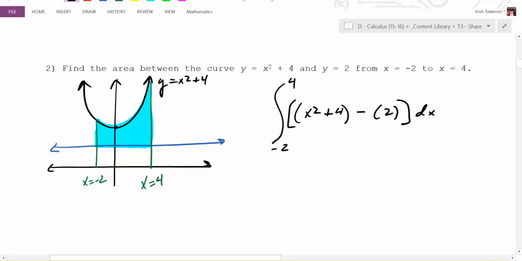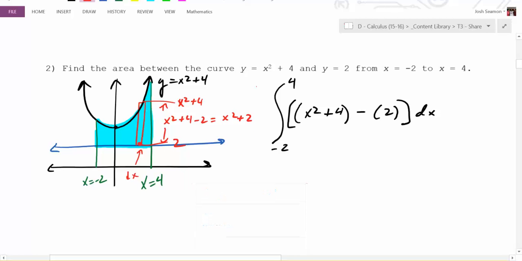It's the upper minus the lower because where are the rectangles now? Here they are. The dx is right here. That's the dx is the width. And what's this height? If you wanted to know what that height was, that's x squared plus 4 minus what? 2. Yeah, so it's x squared plus 4 minus 2, so it's x squared plus 2.